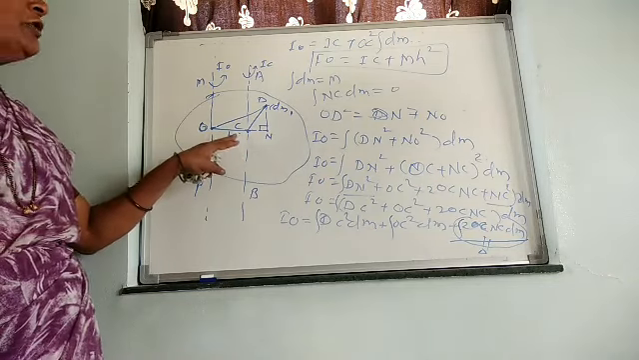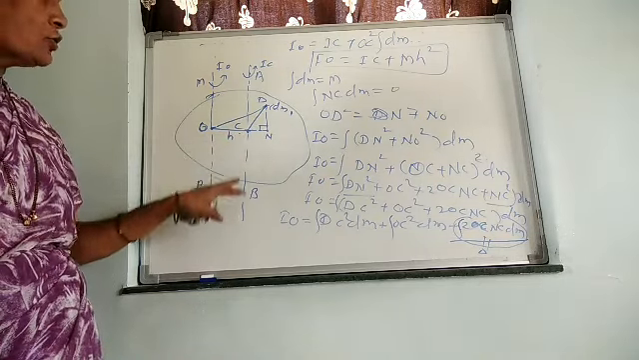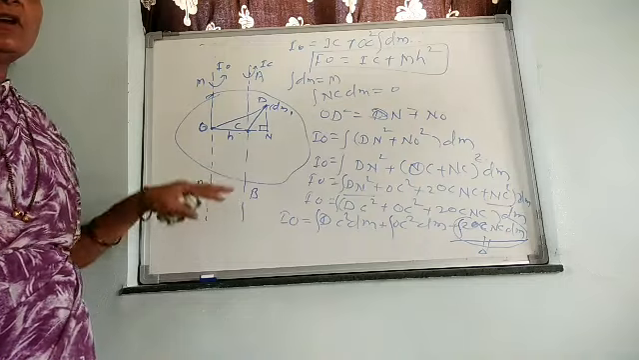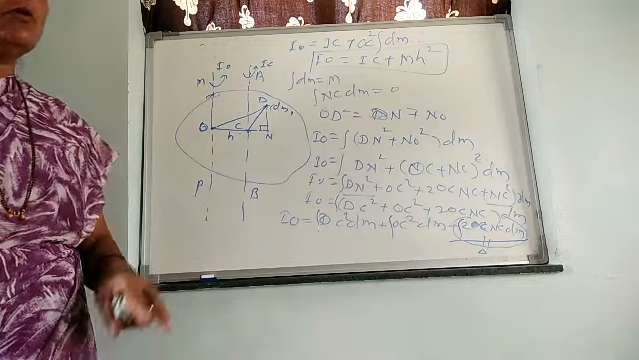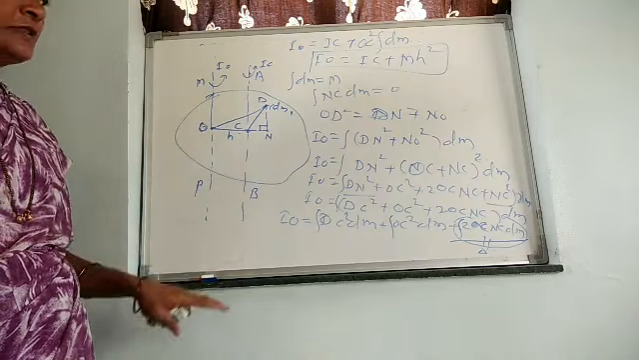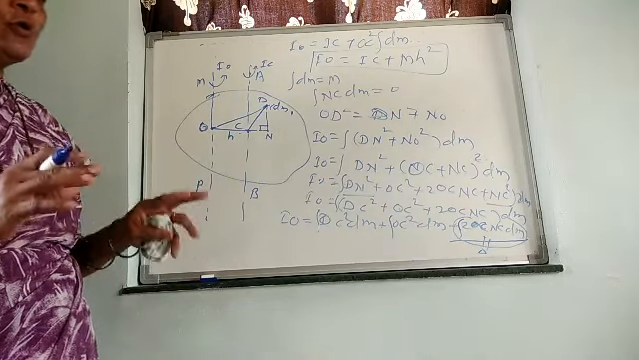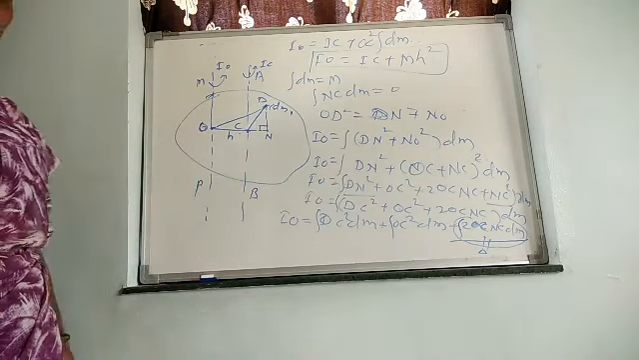If we know the moment of inertia about an axis passing through its center of mass, then we can find out the moment of inertia about any parallel axis. For that purpose, the two axes should be parallel to each other.